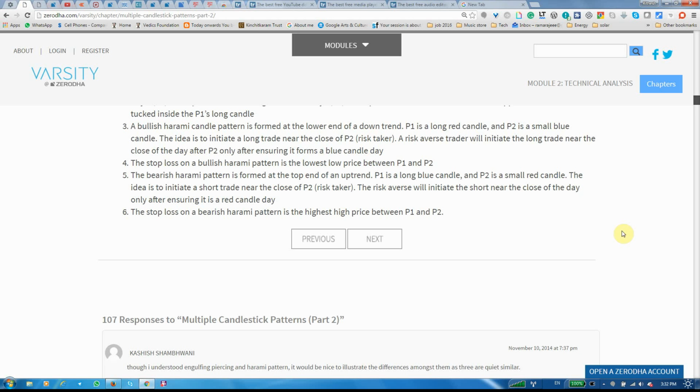The bearish Harami pattern is formed at the top end of an uptrend. P1 is a long blue candle, and P2 is a small red candle. The idea is to initiate a short trade near the close of P2, risk taker. The risk-averse will initiate the short near the close of the day only after ensuring it is a red candle day. The stop loss on a bearish Harami pattern is the highest high price between P1 and P2.